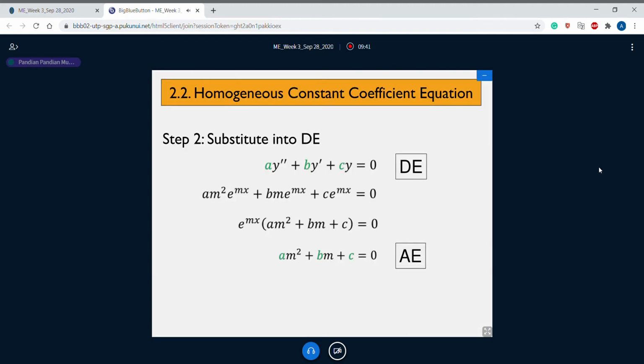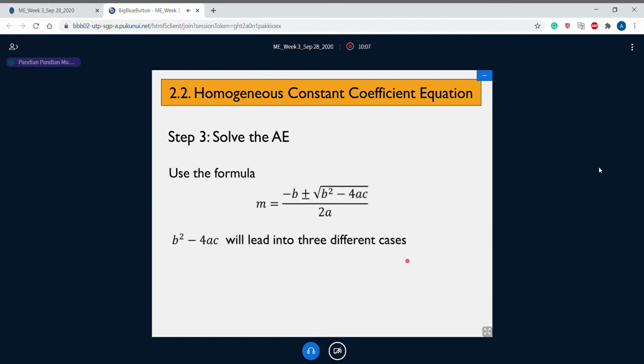So still in step 2, from the DE you transform to the AE. DE stands for differential equation, AE stands for auxiliary equation. In fact, you can memorize this, a m squared plus b m plus c equals 0, because at the end of the day you want to solve this. To solve the auxiliary equation, you must use the formula.